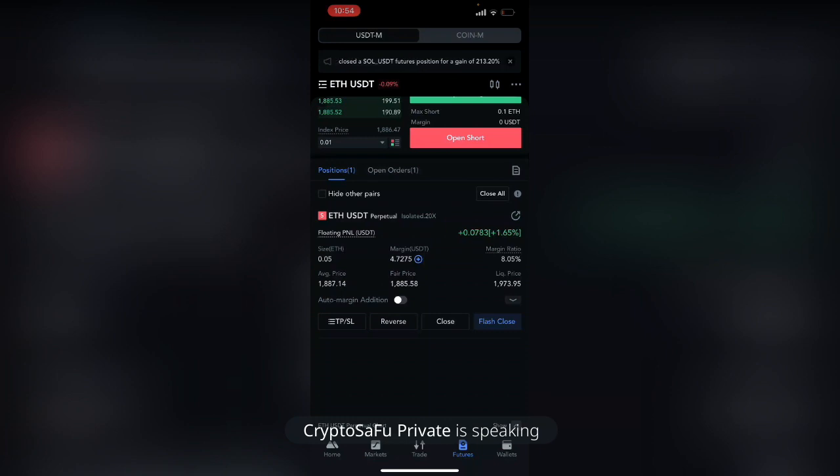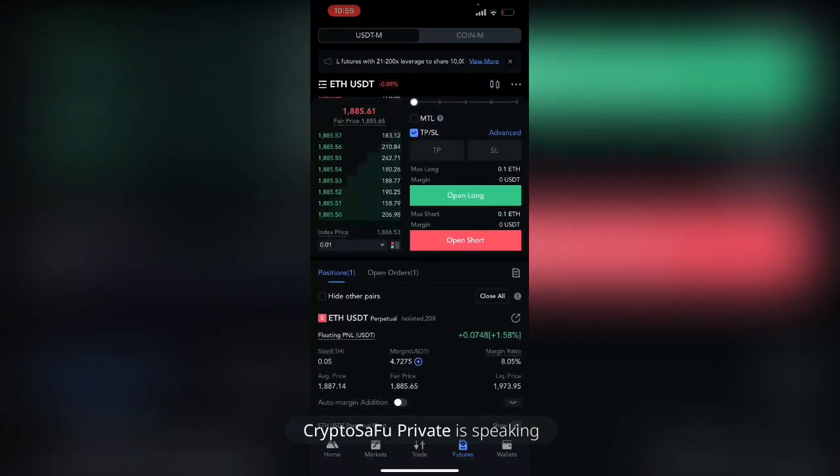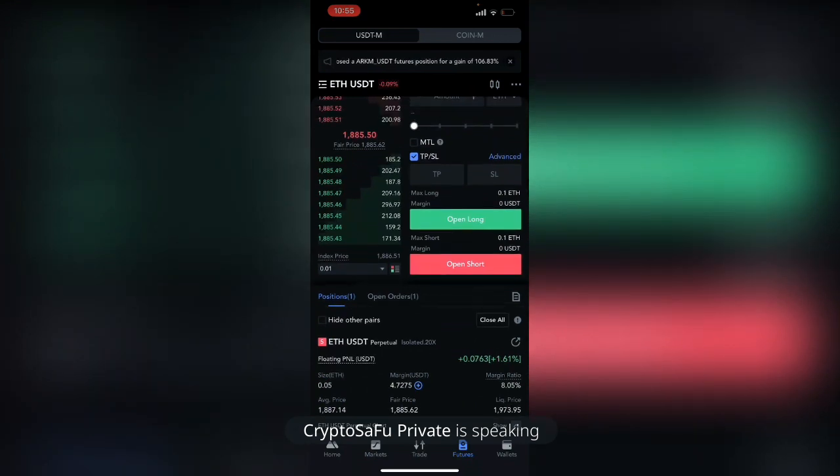So let's see. Maybe I leave it till tomorrow, and if it hits 1889 back, then I'll be at a loss. But if you are going for a midterm trade, it is always advisable to increase your stop loss. For example, if I know that I want to win up to $9, I'm supposed to maybe increase my stop loss to around 1900 Ethereum. But even yet, if you want the most minimal trade risk, just leave it at 1889.